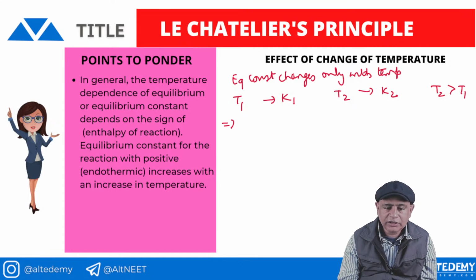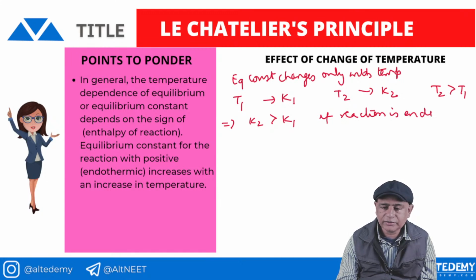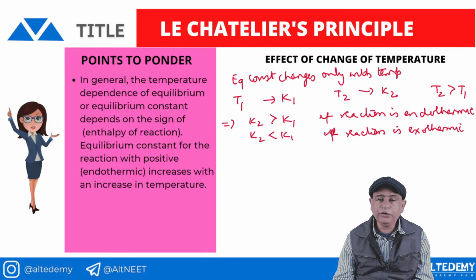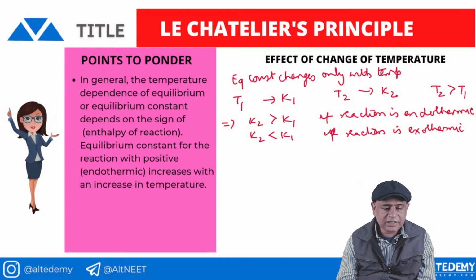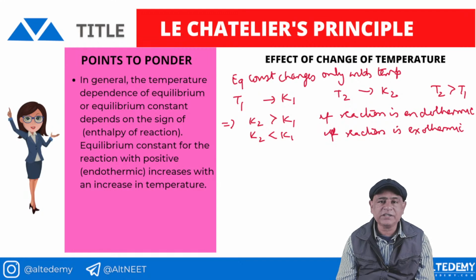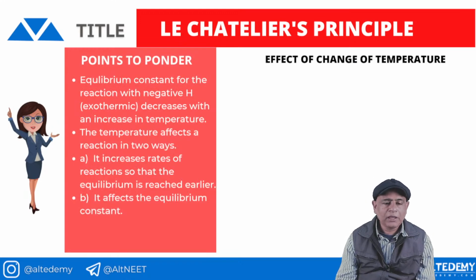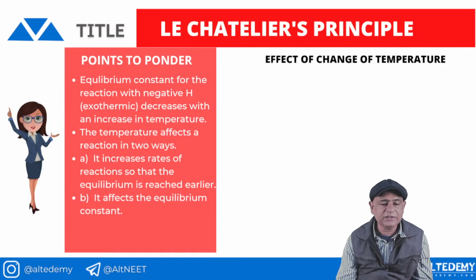In this situation, K2 will be greater than K1 if the reaction is endothermic, and K2 will be less than K1 if the reaction is exothermic. The same thing has been written out here. Equilibrium constant for a reaction with a positive sign, that is endothermic, increases with an increase in temperature. Equilibrium constant for a reaction with a negative sign decreases with an increase in temperature.